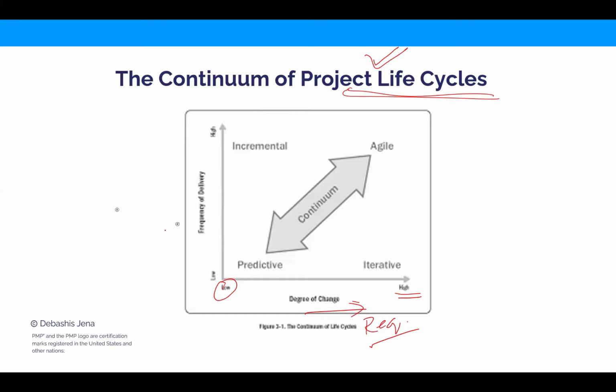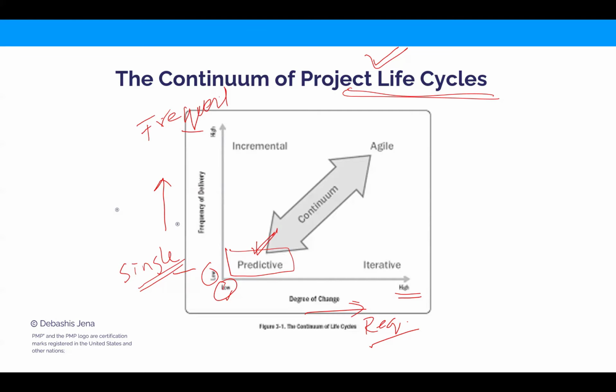And what is the Y-axis? Frequency of delivery. Low means single delivery, no partial releases, one-time delivery. High means very frequent deliveries. I hope you got both the axes. Now watch. If both are low, that is, our requirements are fixed, rigid, and single delivery, no frequent releases, what's the solution to that? Predictive is the solution. The predictive approach is more suited when we know the requirements upfront, we're not expecting changes, and we want a single delivery.